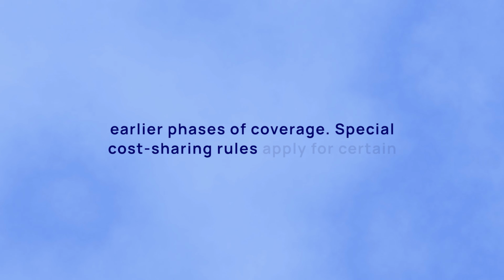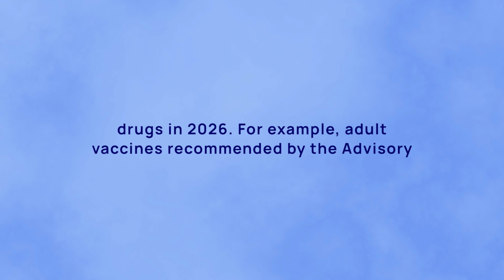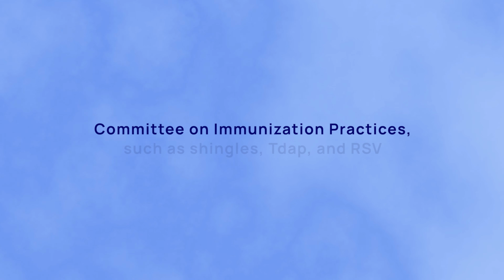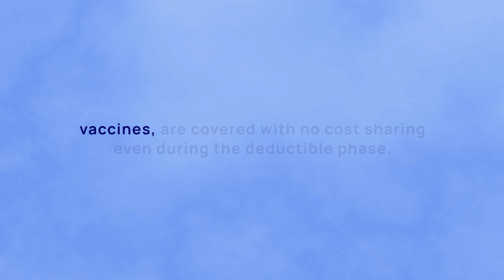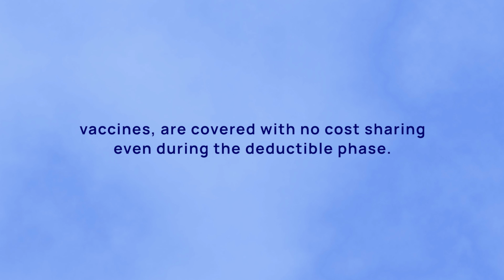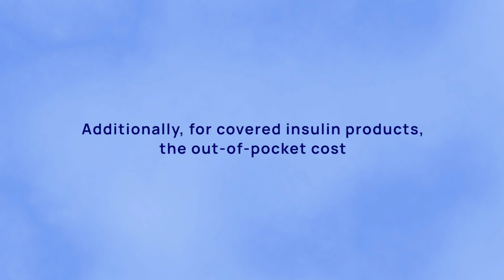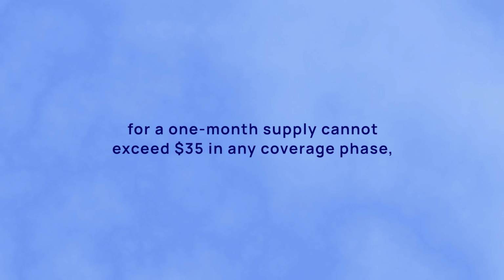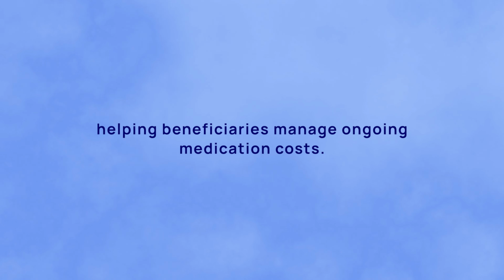Special cost-sharing rules apply for certain drugs in 2026. For example, adult vaccines recommended by the Advisory Committee on Immunization Practices, such as shingles, TDAP, and RSV vaccines, are covered with no cost sharing even during the deductible phase. Additionally, for covered insulin products, the out-of-pocket cost for a 1-month supply cannot exceed $35 in any coverage phase, helping beneficiaries manage ongoing medication costs.